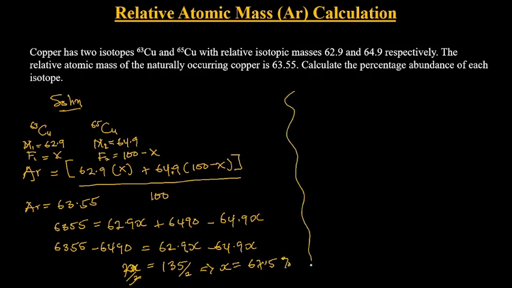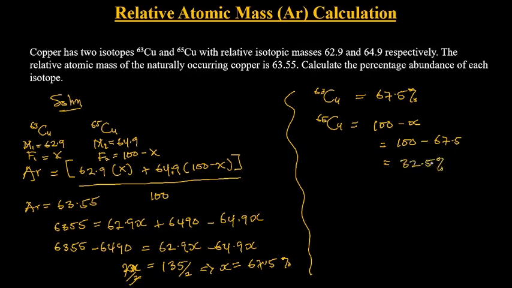So now that we know the value of x, this value of x is what we use to represent the percentage abundance for copper 63. So the abundance of copper 63 is 67.5%. And the abundance of copper 65 will be equal to 100 minus x, which is 100 minus 67.5, and this will give us the value of 32.5%. So these are just some questions pertaining to relative atomic mass.